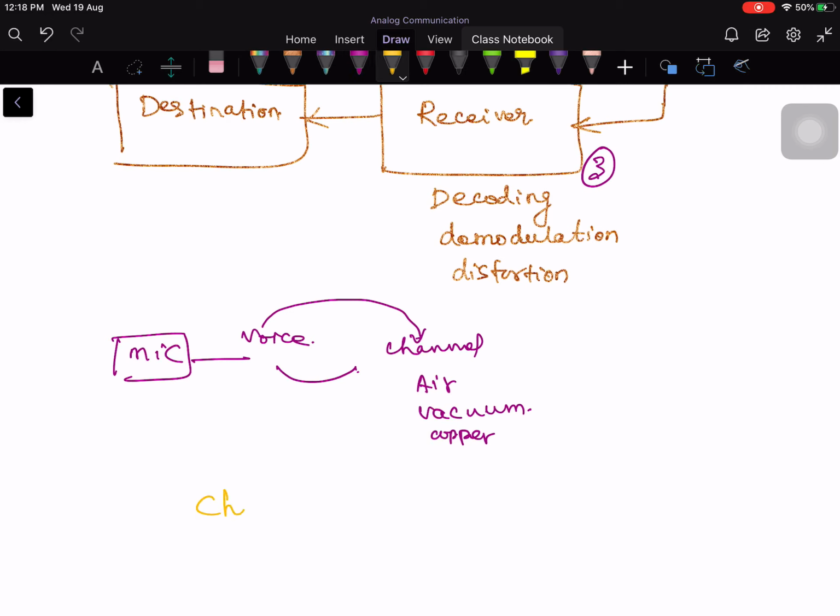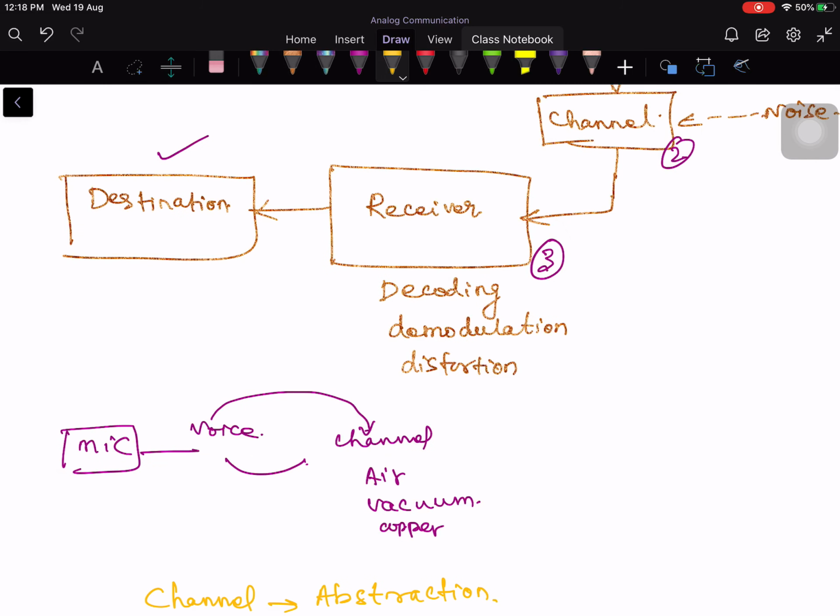When I say channel, it not only indicates the physical channel, but it also includes something else. That is why we call it an abstraction. I will elaborate on what we mean by abstraction. The channel is an abstraction for every kind of physical medium through which we will transmit the information. At the other end we have the receiver, and after that we have the destination.